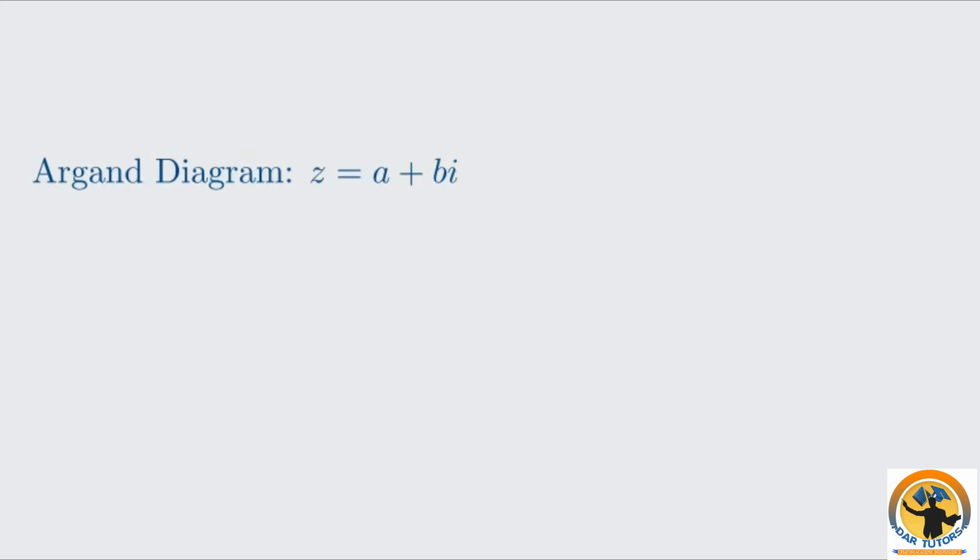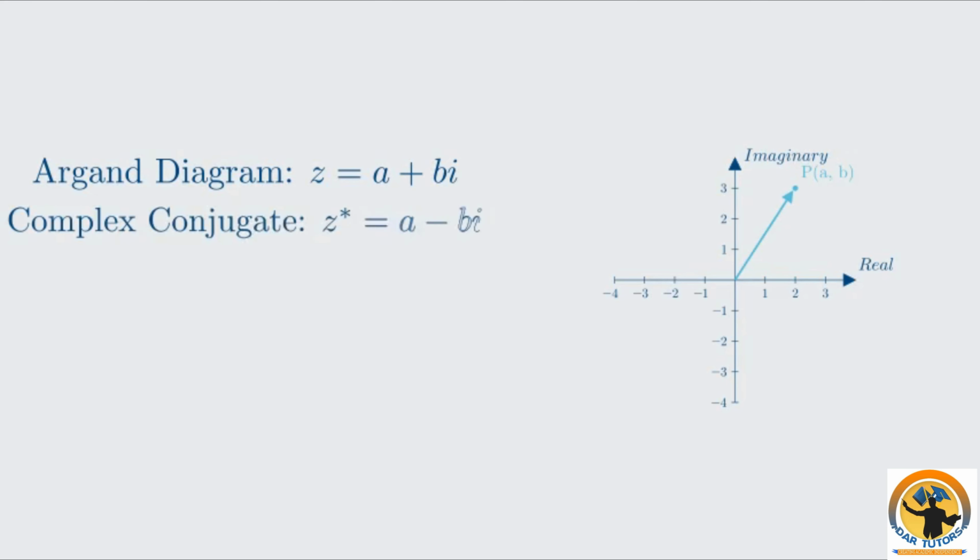We represent a complex number, z equals a plus bi, as a point P with coordinates (a, b) on a plane called the Argand diagram. The horizontal axis is the real axis, and the vertical is the imaginary axis. The complex conjugate of z, denoted z star, is formed by changing the sign of the imaginary part. So if z is a plus bi, z star is a minus bi. Geometrically, this means z star is a reflection of z in the real axis.